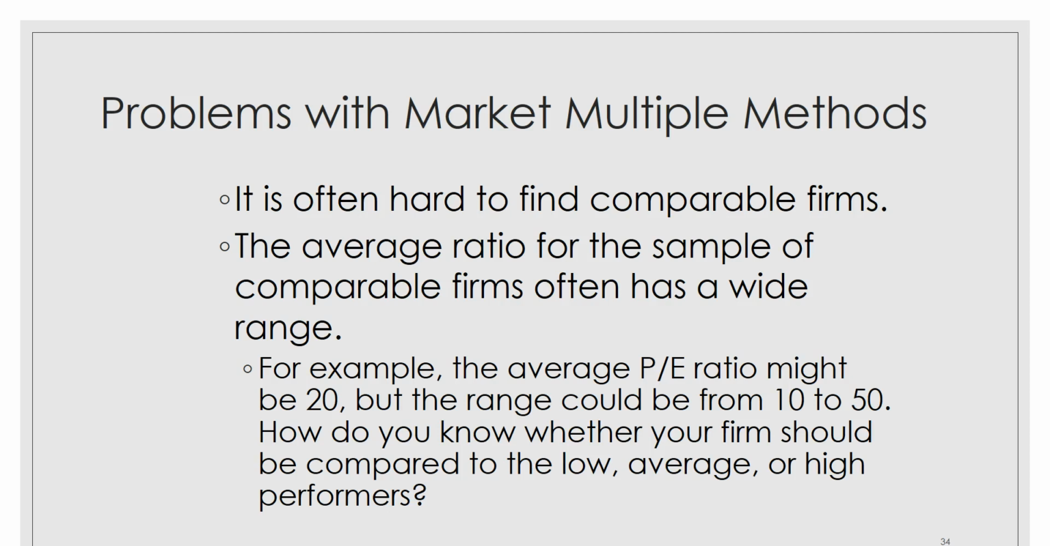Another problem is that the average ratio for the sample of comparable firms often has a wide range. So you may find that the price earnings ratio for a group of similar companies is all the way from 10 to 50. So you need to decide, should I look at the low end or the high end or the average? So there are some decisions that you have to make with this, but it is so simple and quick that it's a very, very popular methodology.